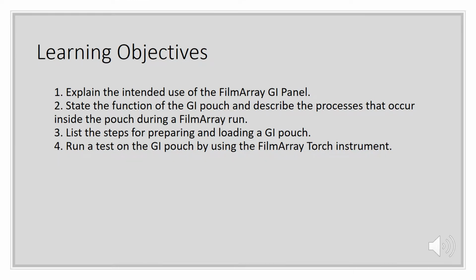At the end of this presentation, the learner should be able to: 1. Explain the intended use of the FilmArray GI panel. 2. State the function of the GI pouch and describe the processes that occur inside the pouch during a FilmArray run. 3. List the steps for preparing and loading a GI pouch. And 4. Run a test on the GI pouch by using the FilmArray Torch instrument.